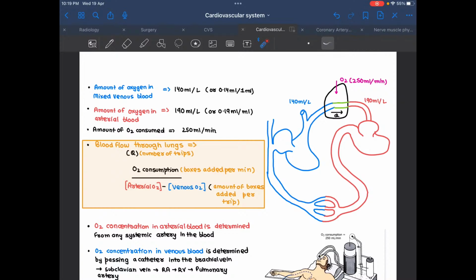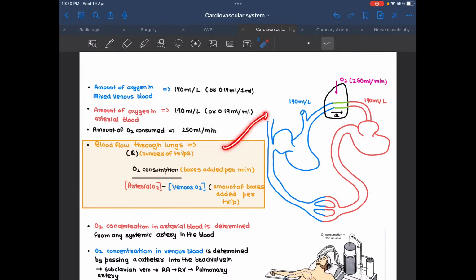So whatever amount of substrate the organ is disposing of, divided by the arteriovenous concentration difference of that particular substrate, is going to give me the blood flow. So when I calculate the blood flow through the lungs, in this example, Q is going to be the oxygen consumption, which I've already taken to be about 250 ml per minute, divided by the arteriovenous difference in the concentration of oxygen. That's going to give me the blood flow through the lungs.